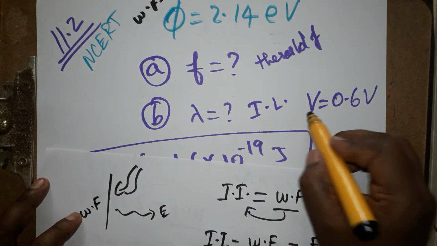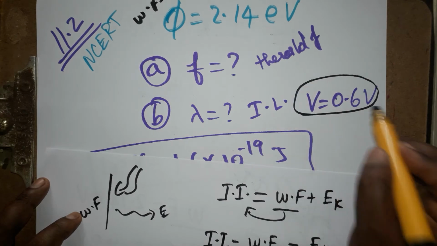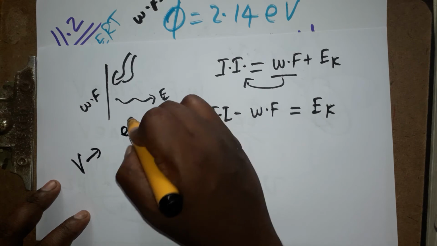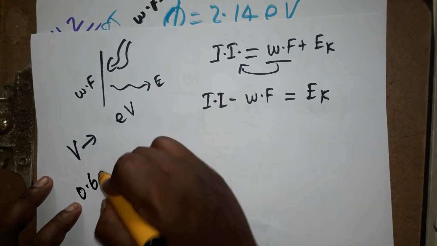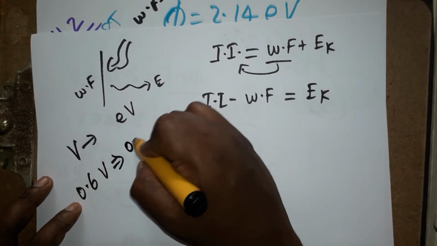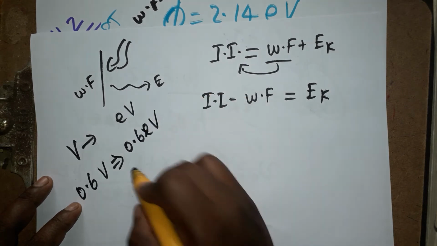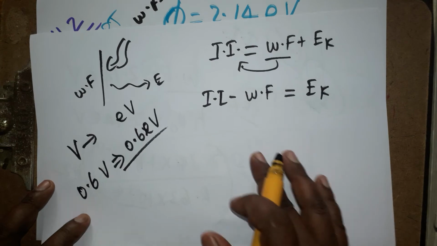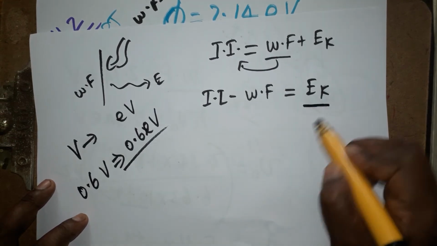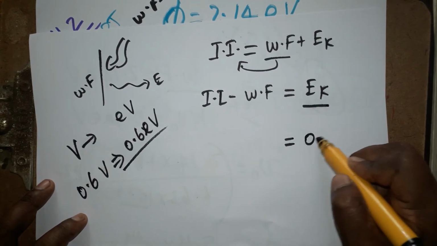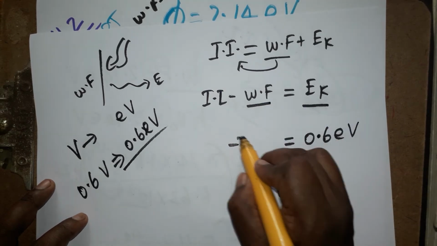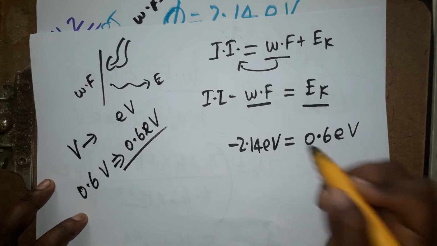In this question they have given the applied voltage as 0.6 volt. So we need to convert voltage to eV. Since 0.6 volt is given, directly you can take it as 0.6 eV. That's the energy only. Volt into electron will be eV. So now I know this value, it is 0.6 eV. I also know the work function, 2.14 eV, which is given in the question.